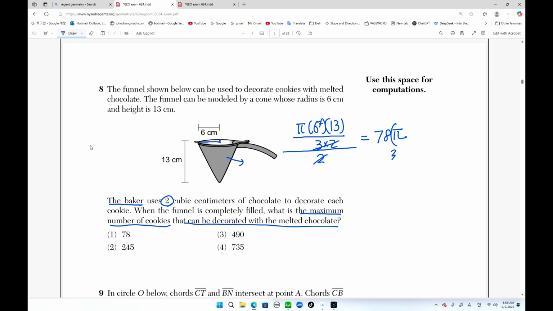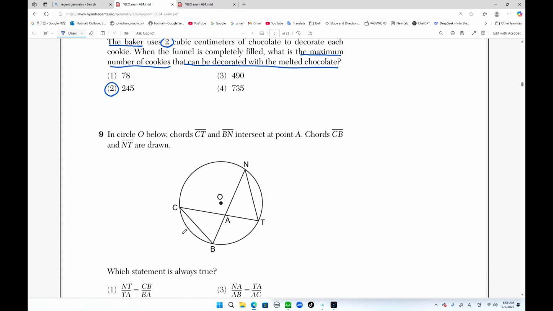78 times pi is about 3.14. 78 times 3 is about around 240, right? So this number is only around 240, okay? Or you can use your calculator.